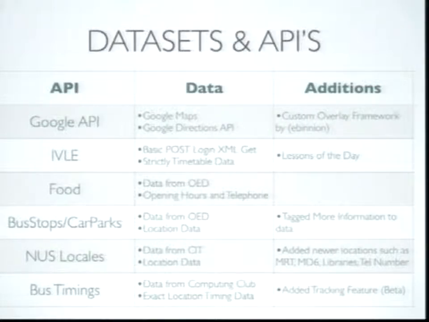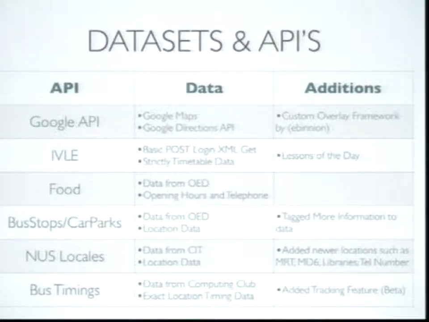Next up, of course, is IVLE. IVLE is just basic post login and XML get, and it's strictly timetable data, as I mentioned earlier. And I've added this thing called Lessons of the Day, where the user can simply tap and view all of his lessons for the day, so he can instantly get his basic timetable. I don't think there was such a function on the IVLE API, from what I know.